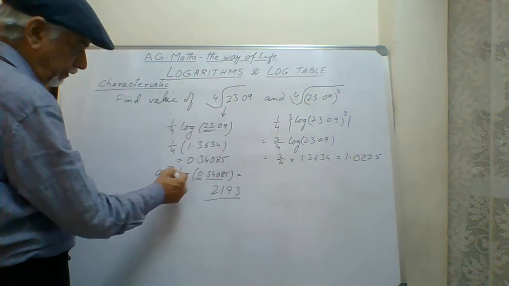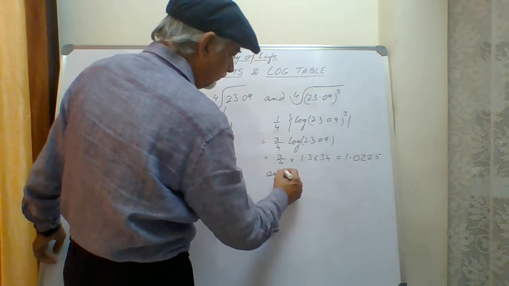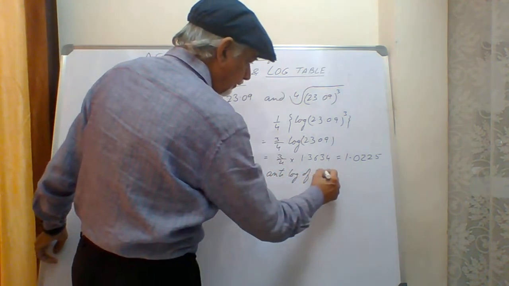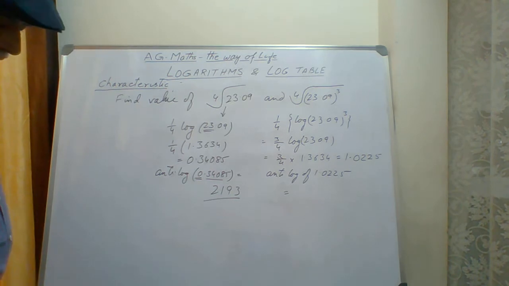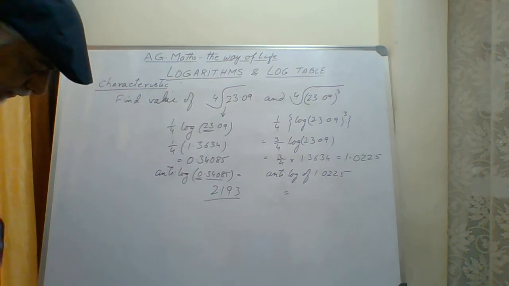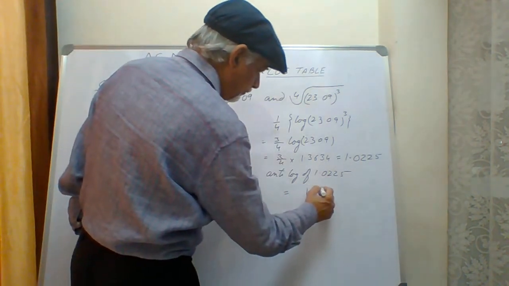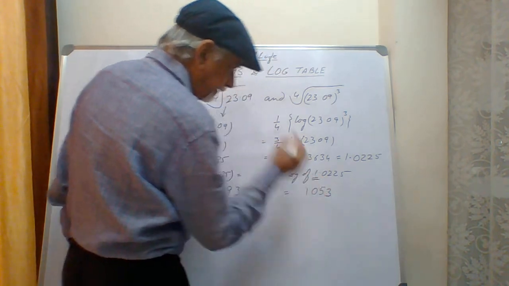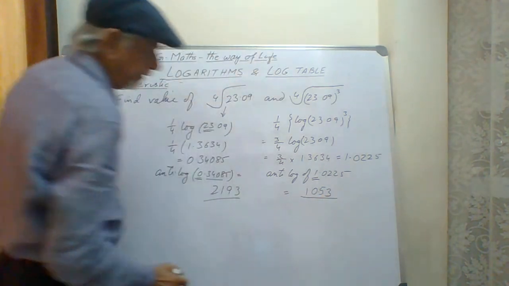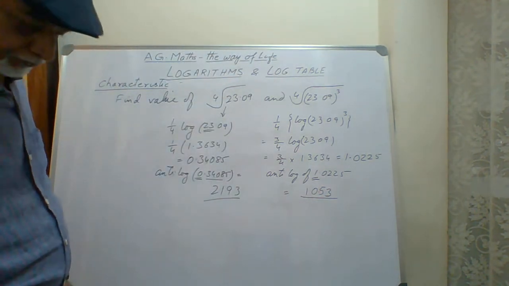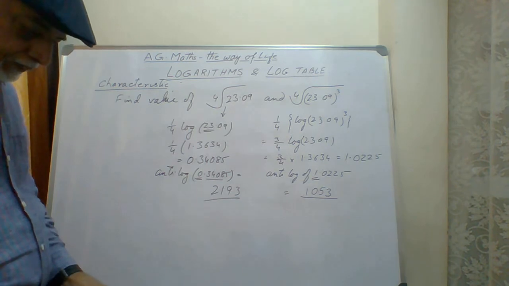Now we'll see the antilog as we did here, because this is all the logarithm coming out. Now the antilog of 1.0225 is equal to, we'll see only for 0225 and then put the decimal. 0225 will give me a value of 1053. As the characteristic is 1, my decimal will come after 2 places from the left side. So 10.53 will be the answer for this one. This is how we do the problems.